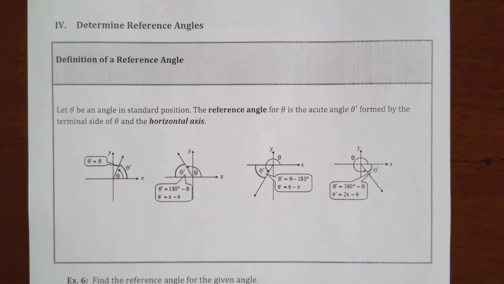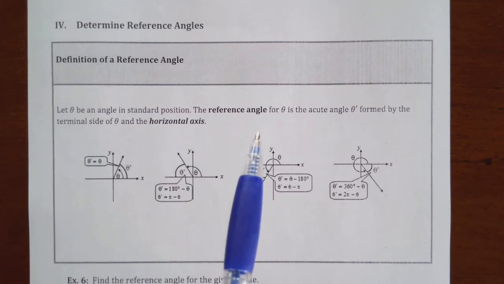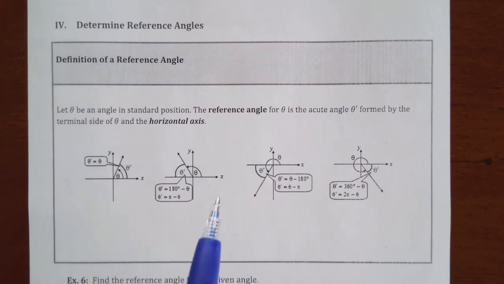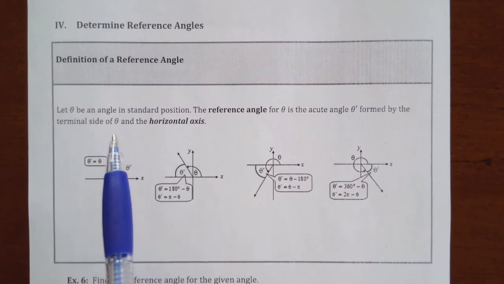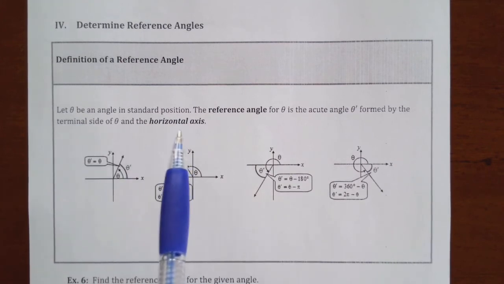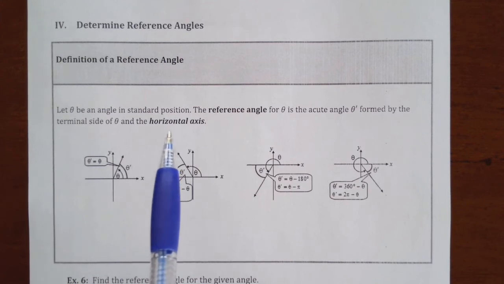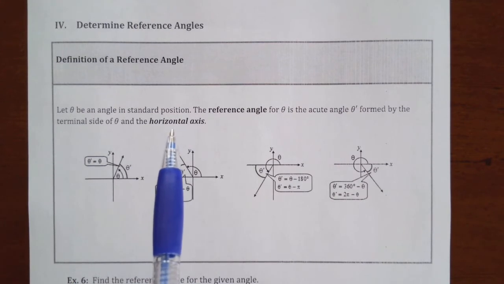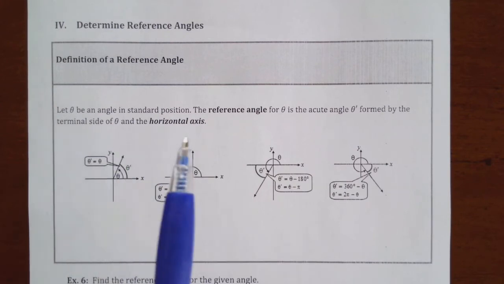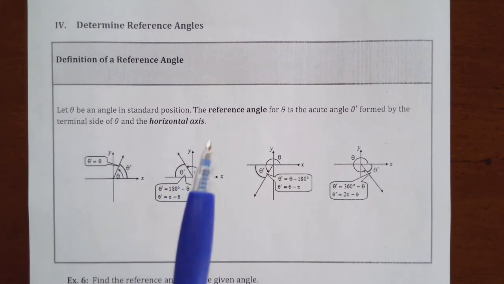So the definition of a reference angle says, let theta be an angle in standard position. Okay, so again, on the origin, the reference angle for theta is an acute angle, theta prime, formed by the terminal side of the angle theta and the horizontal axis. Remember, I keep pushing this, but everything you do in trig, you draw to the horizontal axis, the x-axis. You never draw anything to the y-axis, okay? So same thing goes with reference angles. You're going to go from the terminal side to the horizontal axis, okay?